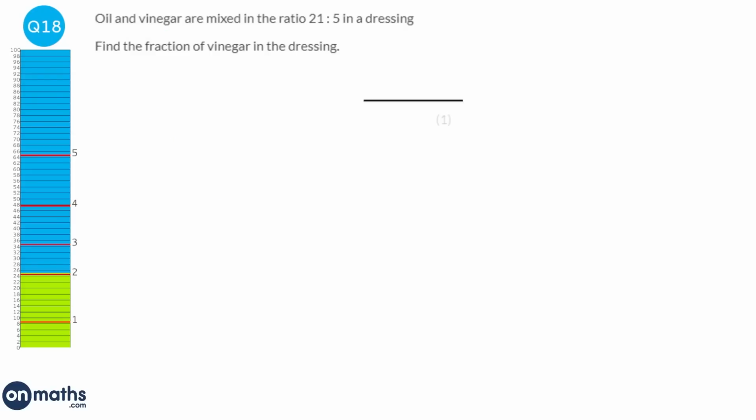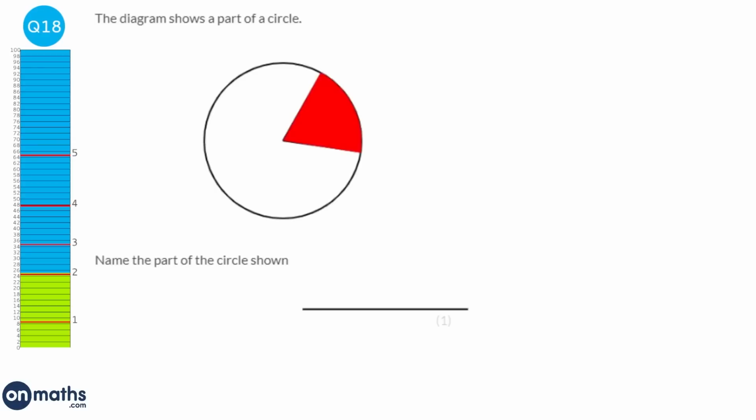So we've got to first of all work out how many parts there are altogether. So oil has 21 parts, vinegar has 5, so altogether there's 21 plus 5, which is 26 parts. Now, how many of those parts are vinegar? Well, vinegar is the second one, so it's going to be this 5. So vinegar has 5 out of the 26 parts, or a fraction would be 5 over 26.